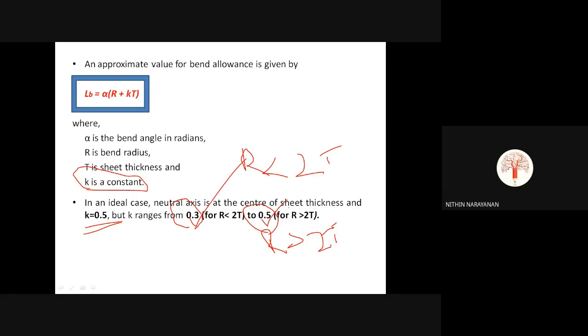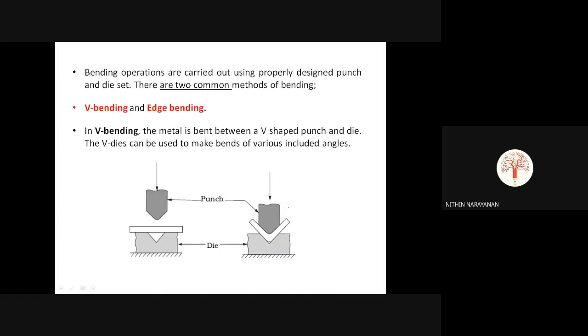In a problem, sometimes you may get only the radius and the thickness. So the value of K you have to choose. Usually the value of K is taken as 0.5. But if the radius R is less than 2 times the thickness, then we have to take the value of K as 0.3. And if it is greater than 2 times the thickness, we have to take the value of K as 0.5, if the value of K is not mentioned in the problem. So this is the equation for finding the bend allowance, that is equal to alpha into R plus KT.